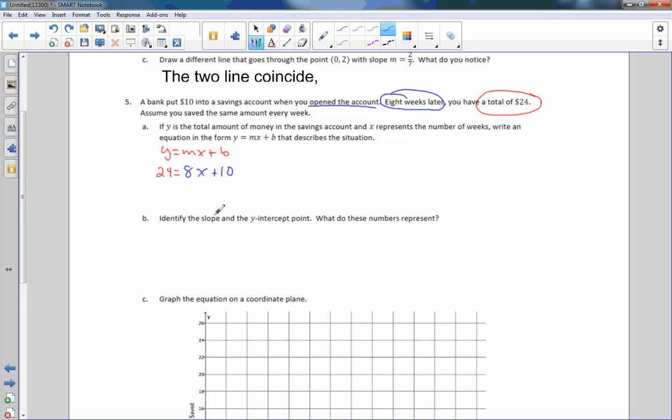So it says to identify the slope. Well, the slope is 8, or 8 over 1, $8 per week. What do those numbers represent? Okay, well, the 8 is $8, and the 1 is weeks. $8 per week. Remember division, you say 8 divided by 1, $8 per week. That's times, I should say, 8 times the number of weeks. Okay, so the numbers represent dollars and weeks.